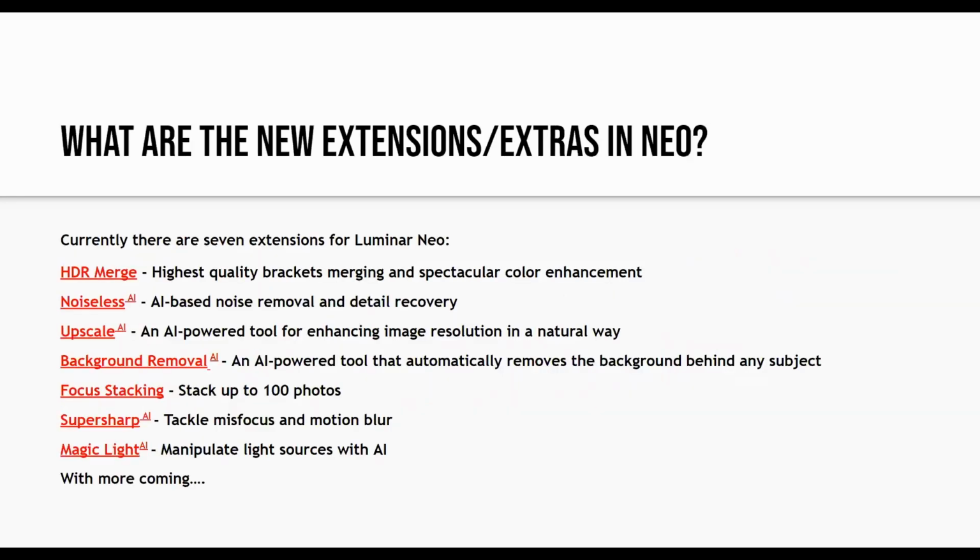And they have several new extensions. They have an HDR merge. So they had the Aurora, which I think I mentioned before was being deprecated. It's now part of the product as an extension. Most of the extensions cost like $49, which I think is a pretty reasonable price. I think Aurora is probably more than that.